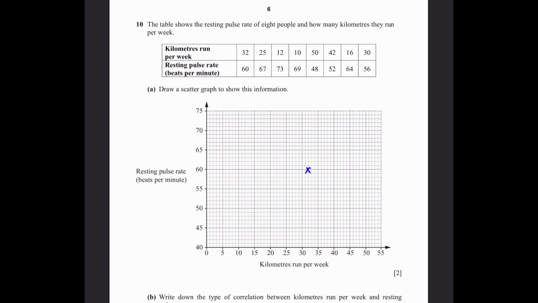25, 67. We can do that. 12 and 73. It's over here. 10 and 69. Right there. 50 and 48. That's all the way down here. 42 and 52. That's up here. 16 and 64. Over here. Lastly, 30 and 56, which is over here. So this is a scatter graph.